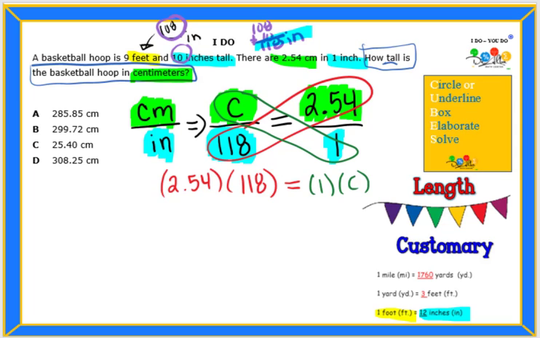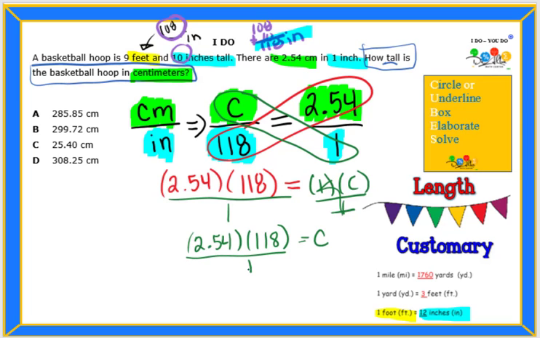I know I want C to be isolated. C is being multiplied by 1, so I know I will divide by 1. And so I am saying that C is equal to 2.54 times 118 divided by 1. Okay, so let's work that out over here in this space.